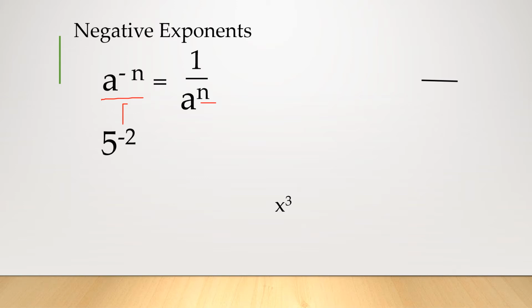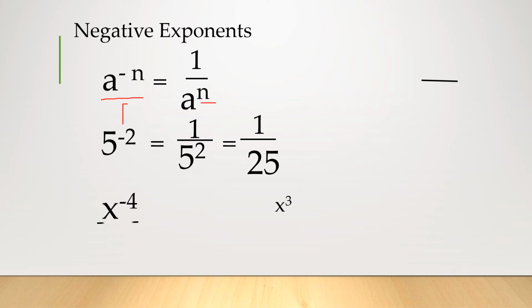5 raised to negative 2, that is equal to 1 over 5 raised to 2. And that is equal to 1 over 5 raised to 2, or 5 squared, which is equal to 25. Let's have another example. What about this one?